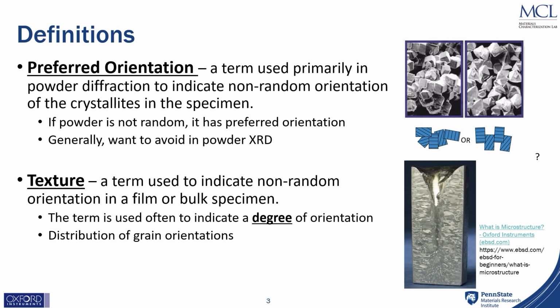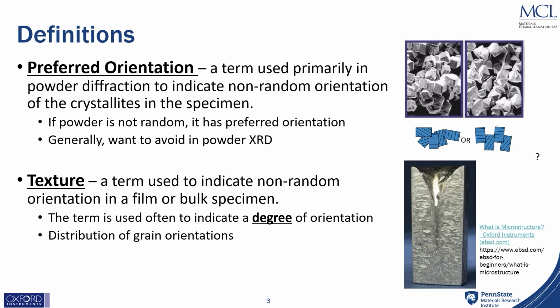Generally in X-ray diffraction, you want to avoid preferred orientation. You really do want randomness in order to be able to accurately sample all possible orientations of the crystal if you're trying to do phase ID, for instance. But sometimes you do get preferred orientation in your samples.